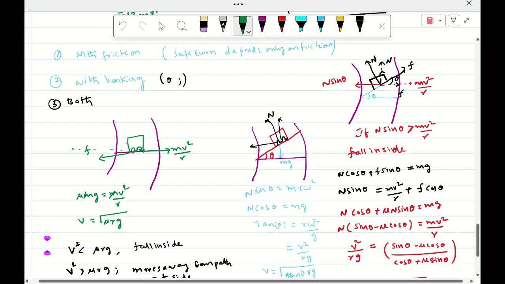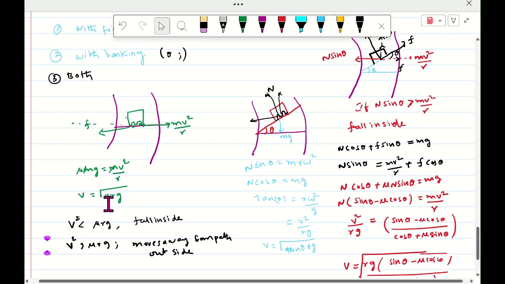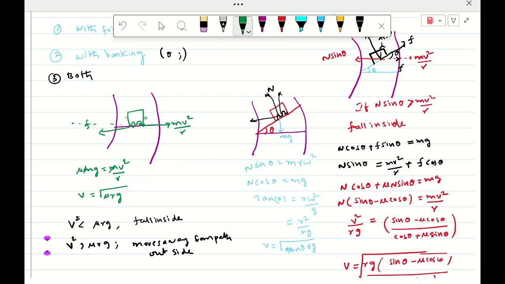In this case, we are depending for a safe turn only on the friction between the tires and road. Therefore, friction provides the necessary centripetal force. At this instant, the velocity of the vehicle is v. Therefore, mv square by r is the centripetal force, and that equals the frictional force between the tire and road. It will take a safe turn.